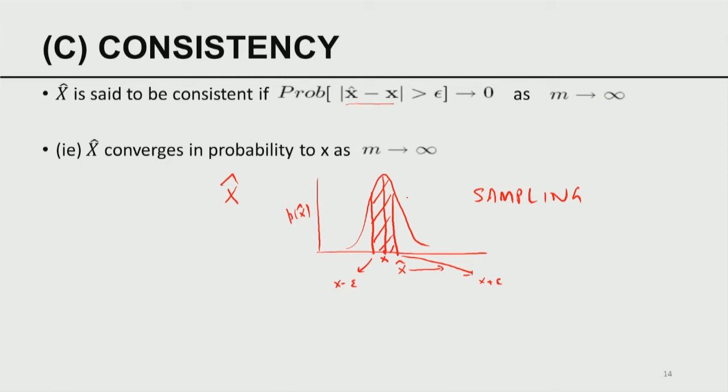I shouldn't say this is epsilon; I think this is a bad notation. Let me change my notation a little bit. This is x minus delta and x plus delta. No, I will go back to epsilon. Sorry. That's right. So x hat could lie between x minus epsilon and x plus epsilon. My original statements are right. So the probability within the hatched area is 1 minus the probability outside the hatched area.